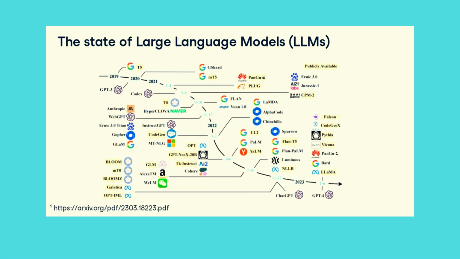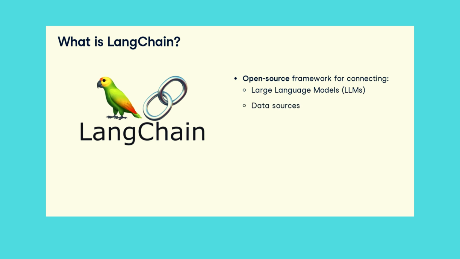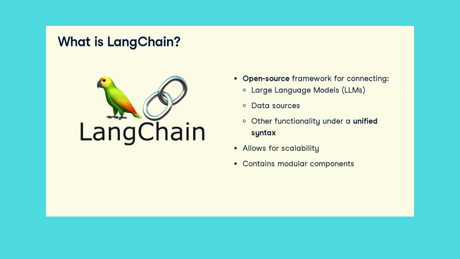of complexity. LangChain is an open source framework that helps developers connect LLMs, data sources, and other functionality under a single unified syntax. With LangChain, developers can create scalable, modular LLM applications with greater ease. This course will cover LangChain in Python, but libraries also exist for JavaScript.